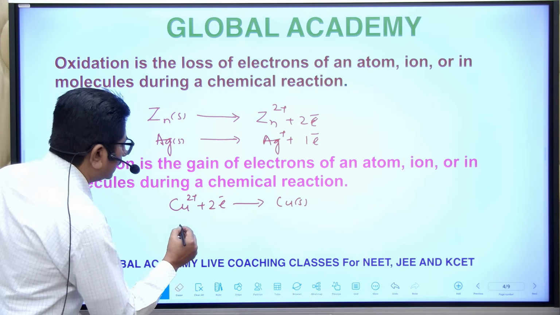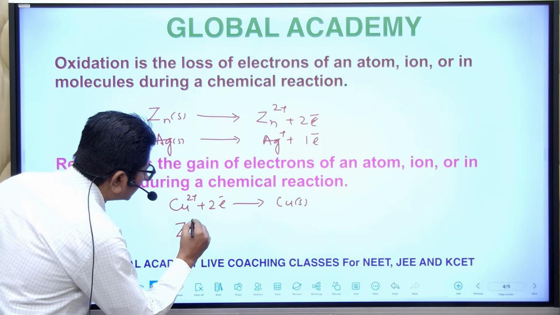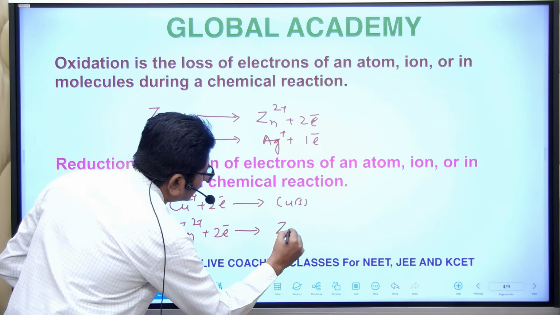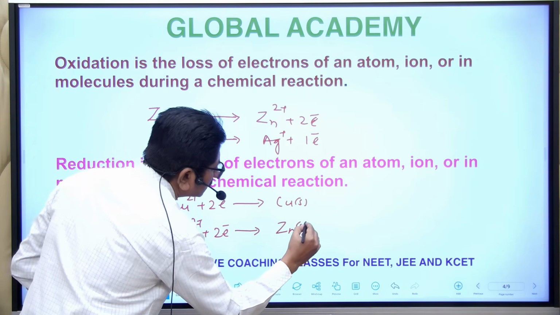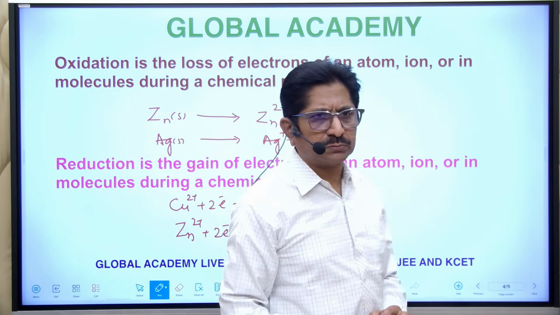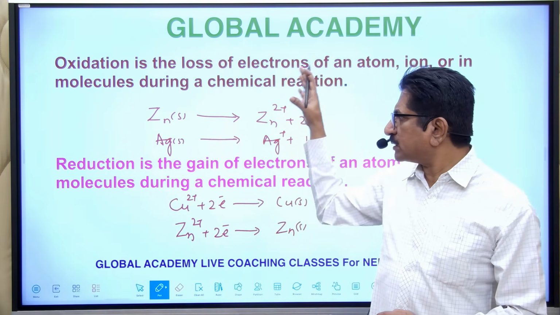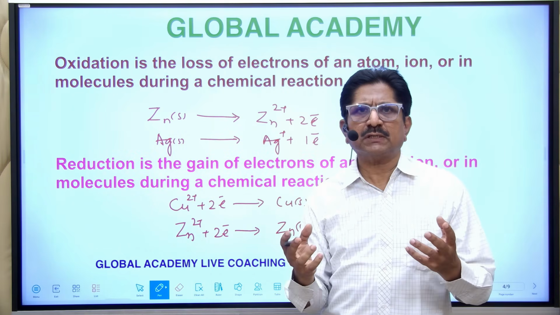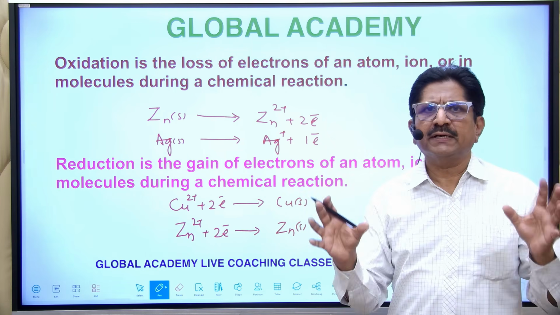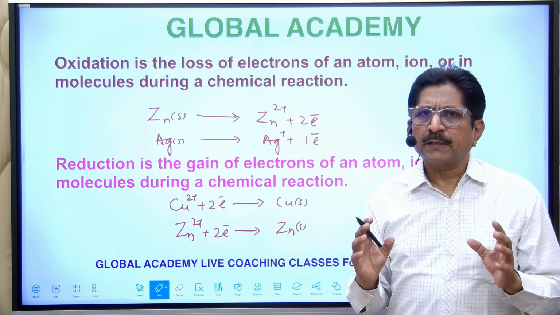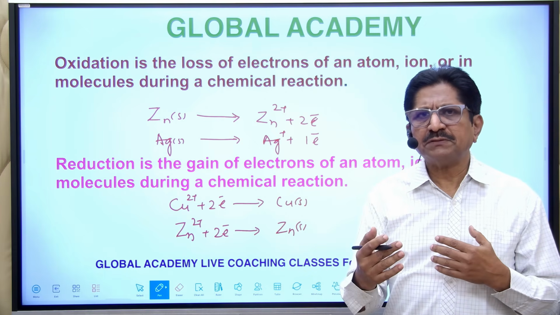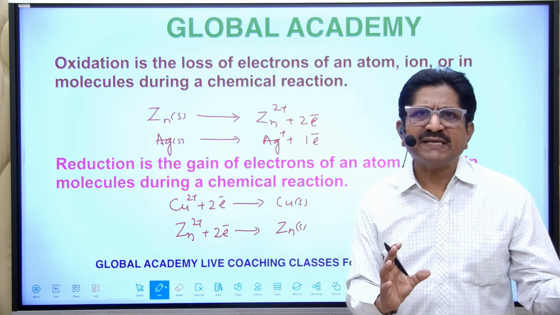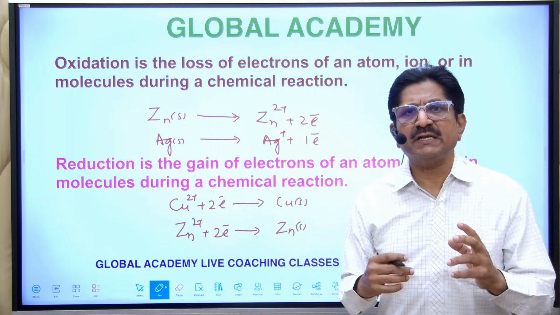Similarly, we can also write it like this: Zn2+ takes 2 electrons and becomes Zn solid, and it is also called reduction. So oxidation is the loss of electrons, reduction is the gain of electrons. Remember, where electrons are released, these electrons will not remain in the free phase; they have to be used up. So if there is an oxidation, definitely there is a reduction also. Oxidation and reduction take place simultaneously.